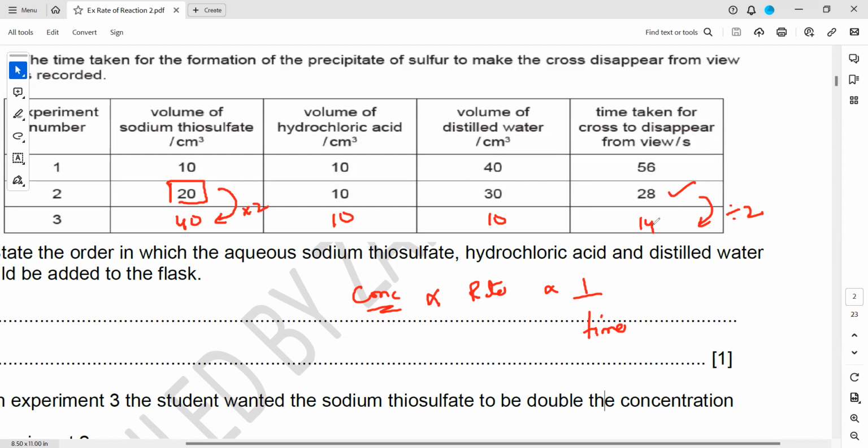Is it clear, this one? Yeah, because water is not a reactant, water is only changing the concentration of the mixture. Is the last part clear? How we work out the time?